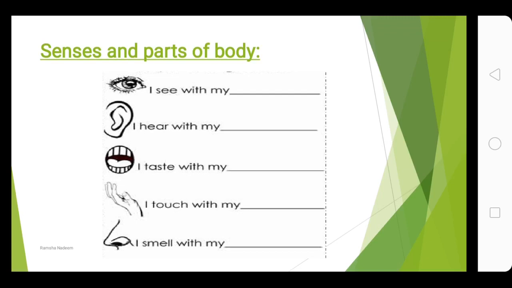I taste with my tongue. I touch with my hand. I smell with my nose. So if your answers were exactly those that were mine, then very good. You are having good concepts. Here we have the answers to our blanks.